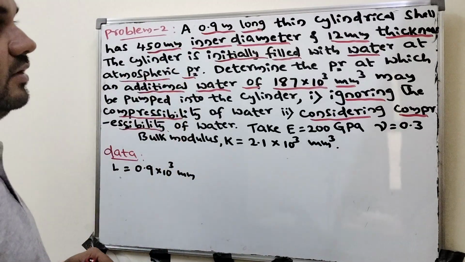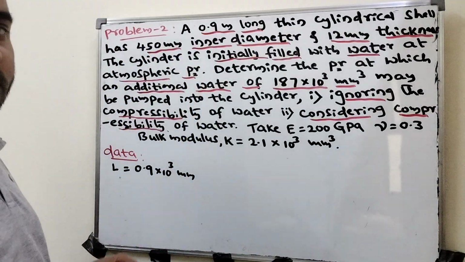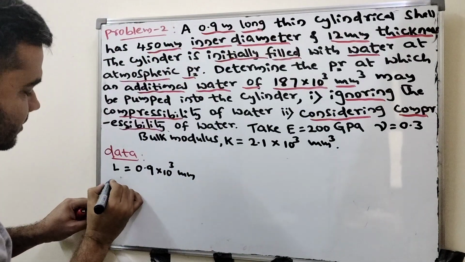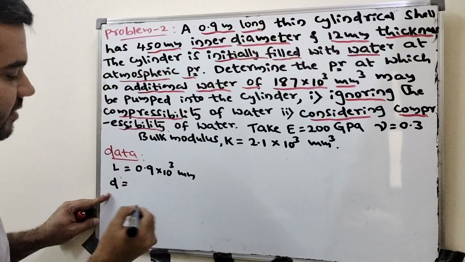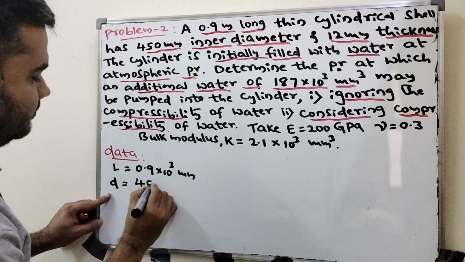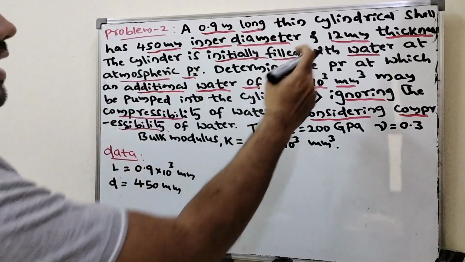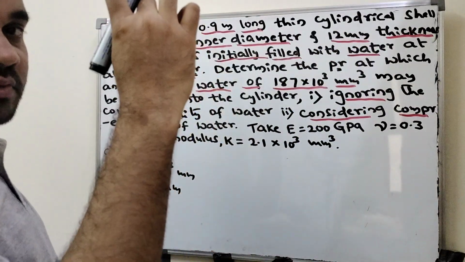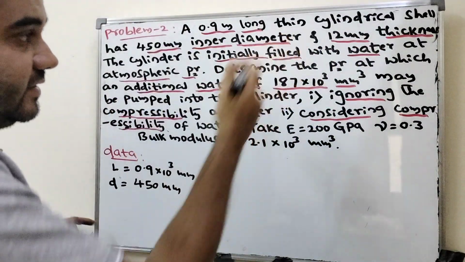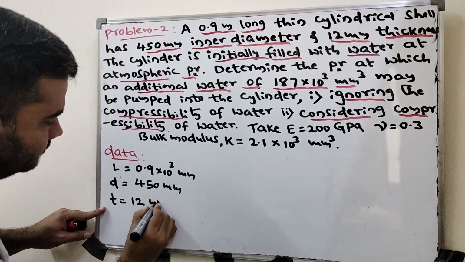The cylindrical shell has 450 mm inner diameter. Whatever the inside diameter is, we can take it as capital D or small d. Its inner diameter is 450 mm and the cylinder wall thickness is 12 millimeter. That is t equal to 12 millimeter.